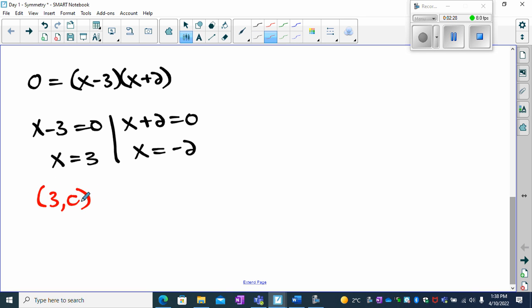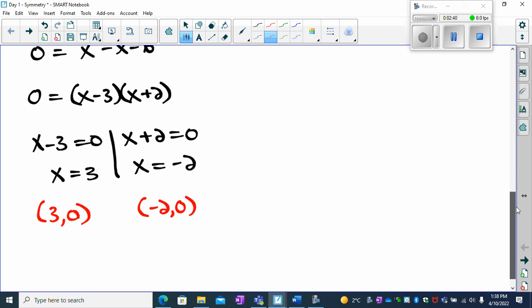So this function actually has two x-intercepts. Notice how I write the point. x is -2, y was 0. x is 3, y is 0. x first, y second. So there's an x-intercept.